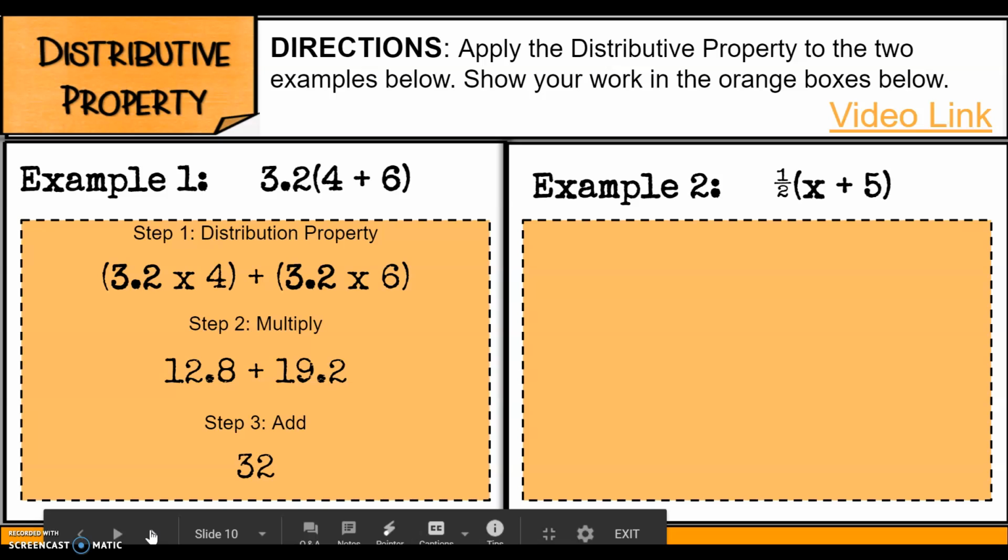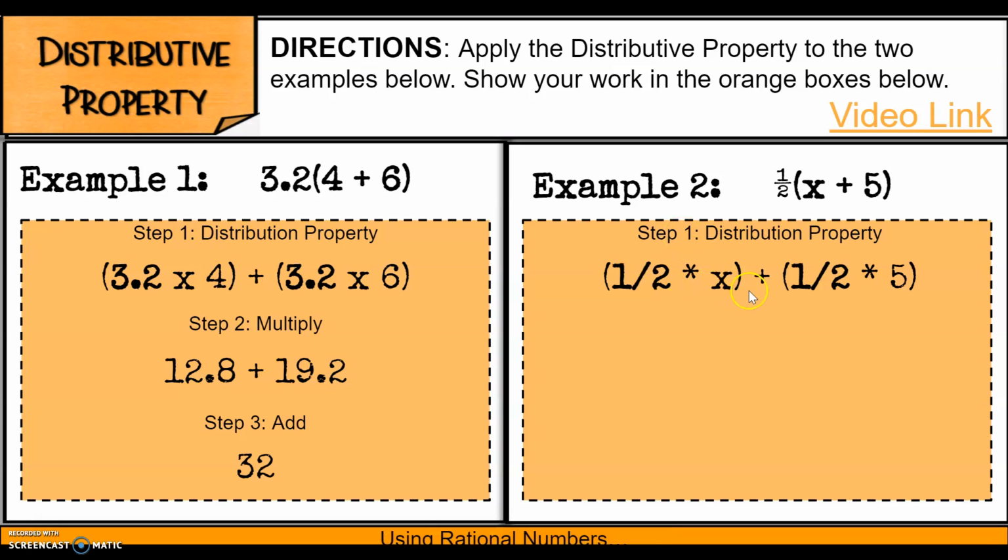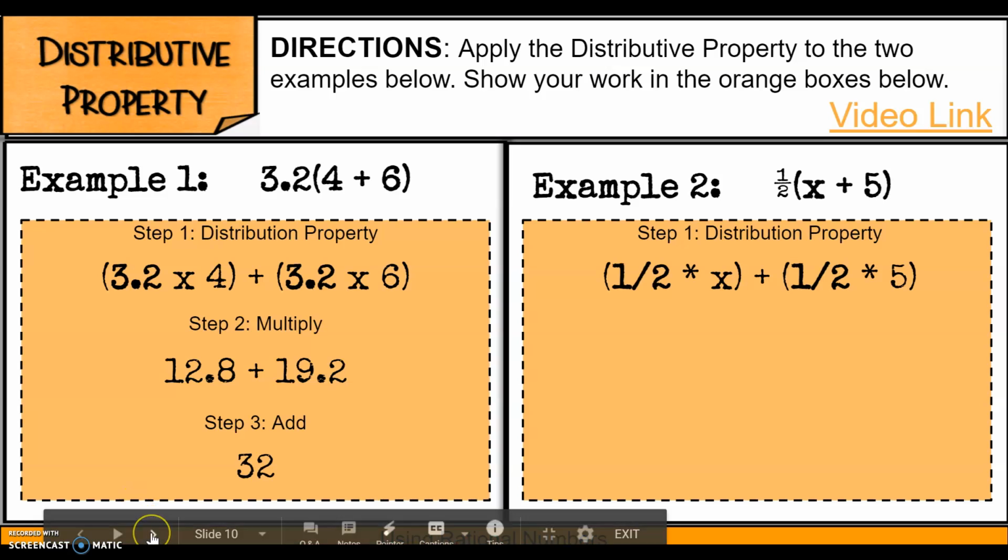Example number 2, 1/2 times x plus 5. I'm going to do the same thing with the distributive property. I'm going to distribute that 1/2 to my x and my 5, which means, and this little sign right here is multiplication. That's the only sign I could get to put right there, because if I put an x, that would be confusing. So I have my 1/2 times x plus 1/2 times 5, just like I did in example 1. So then I'm going to do the multiplication.